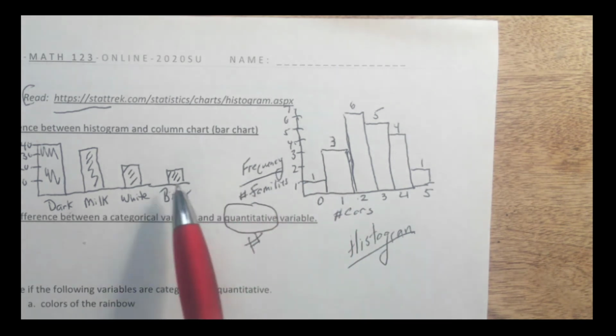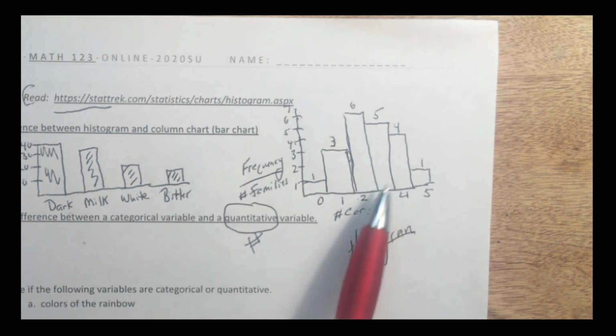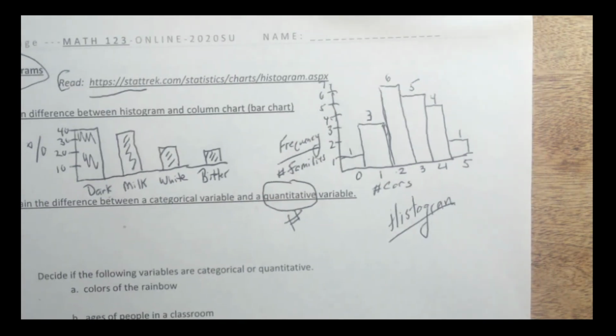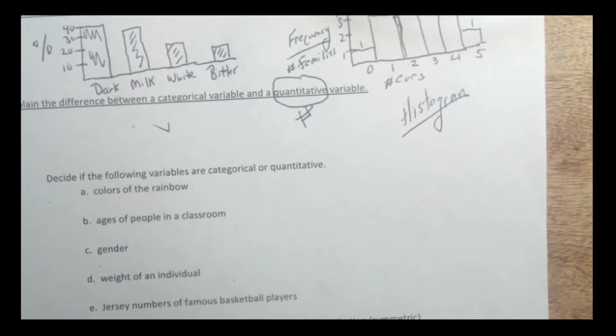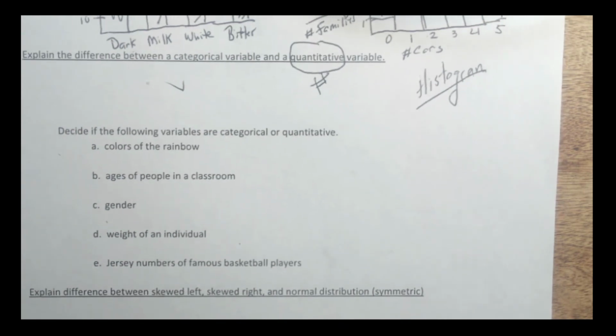And the other difference is that they're slammed together. There's no space between the columns. So that's kind of what the difference is between the two. Now I'm just going to go through these here, and we're going to look at and decide whether these categories are categorical, which is qualitative, or quantitative.